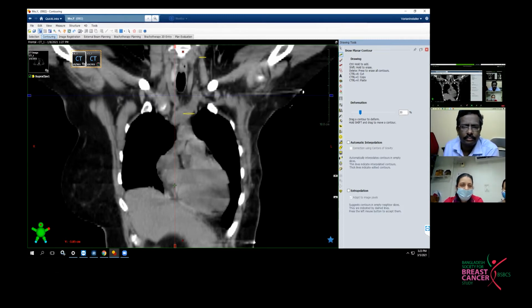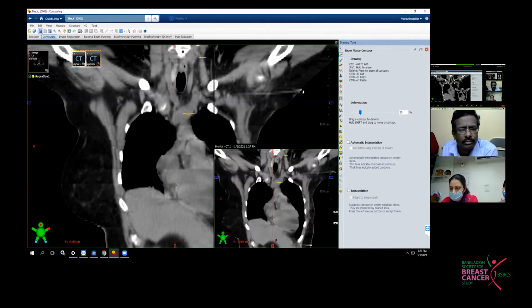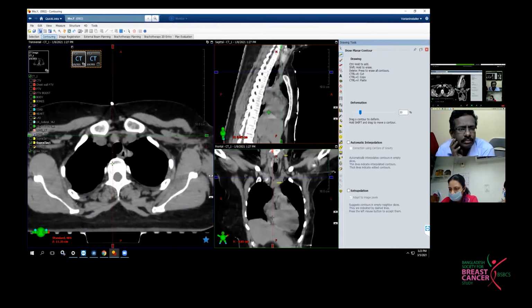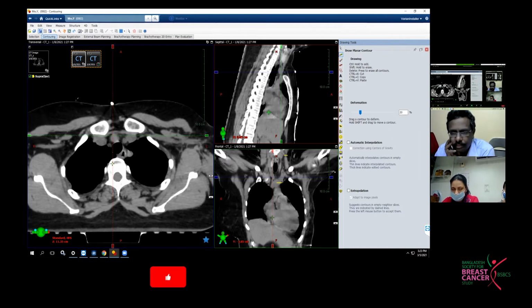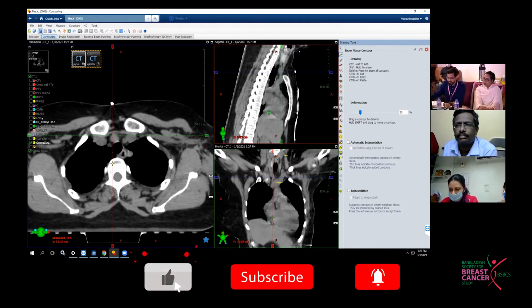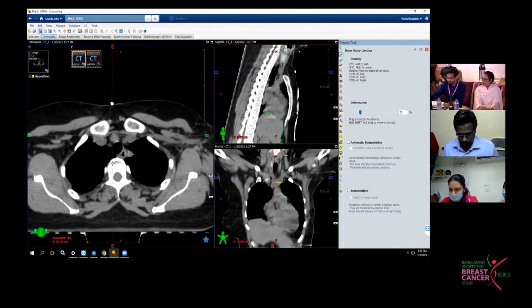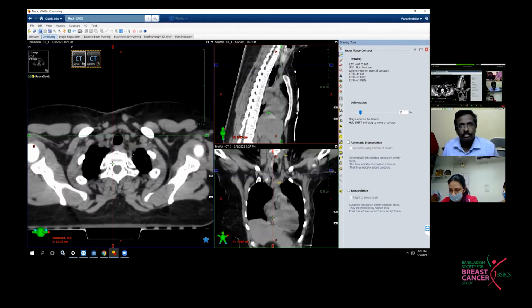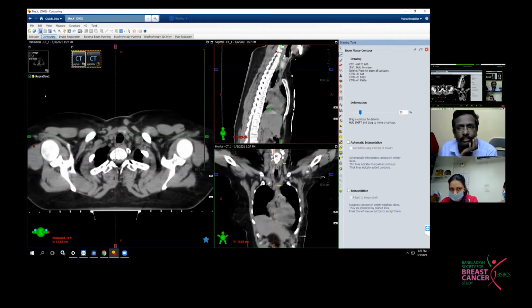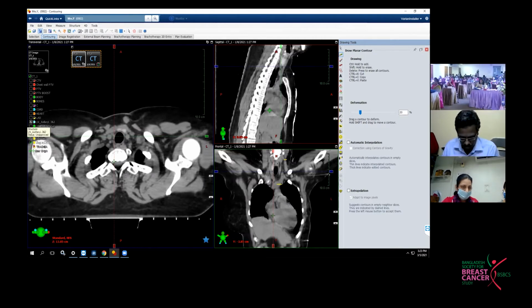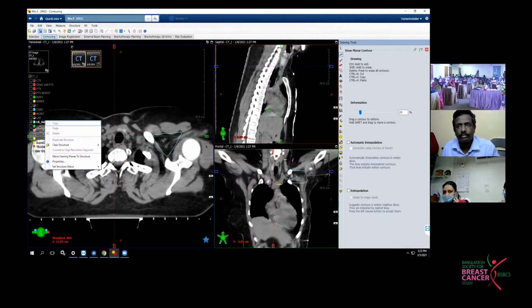Yeah, carry on now. We can move to the next volume. Now, the supraclavicular lymph node, we have shown the superior and the inferior border. Now we are going to draw the axillary lymph nodes. Here we have drawn level 2, 3 together. So Ishtiaq is going to say the boundaries, how he has drawn it.